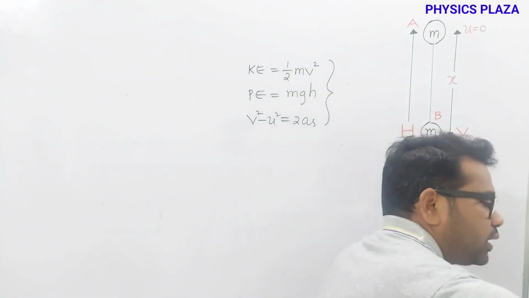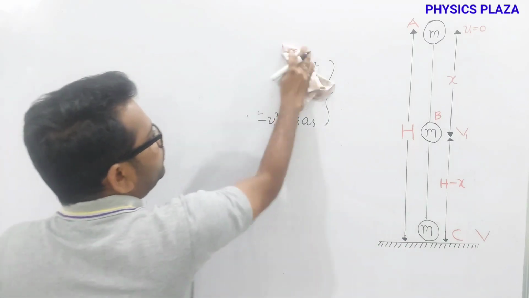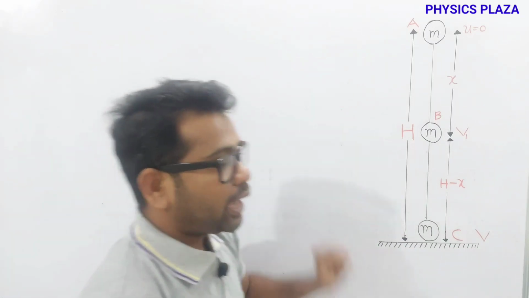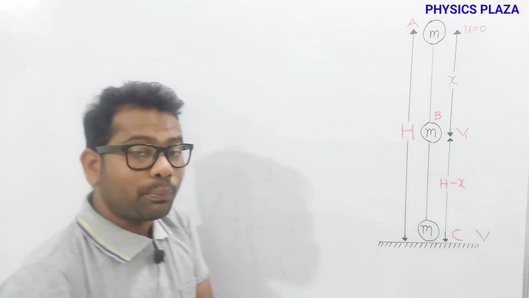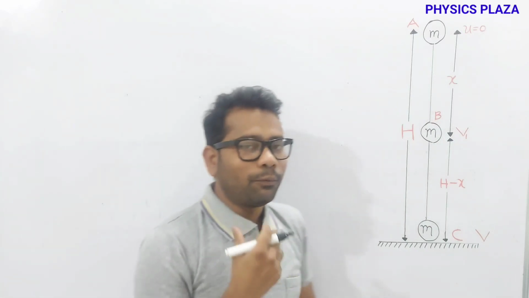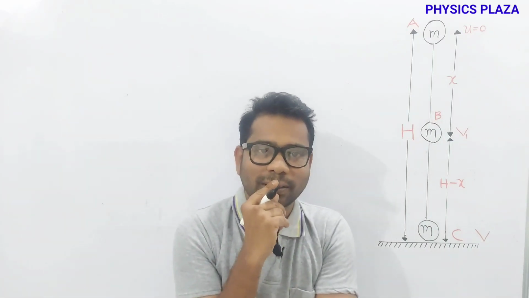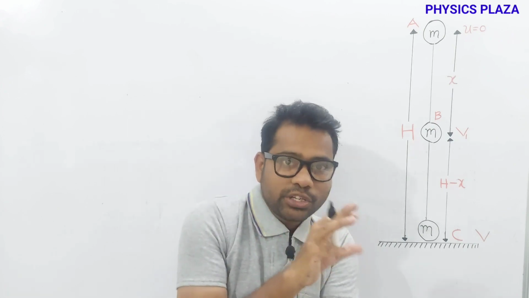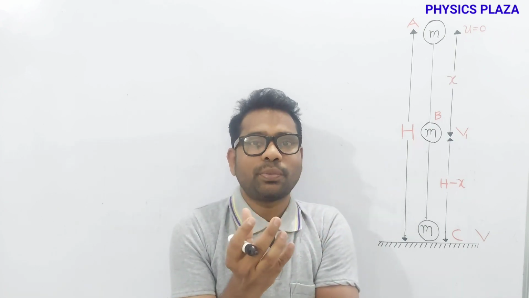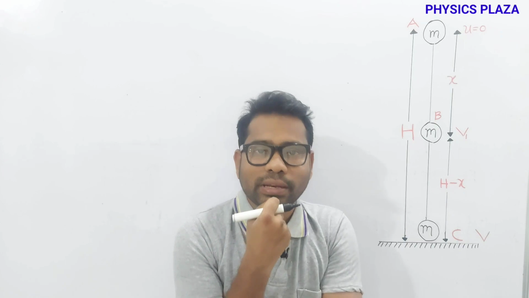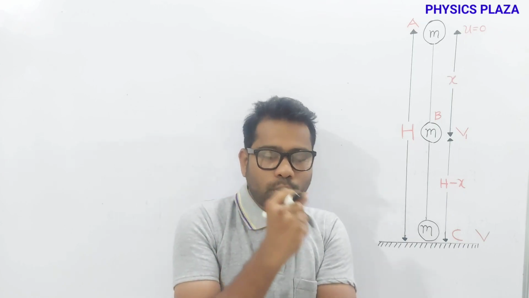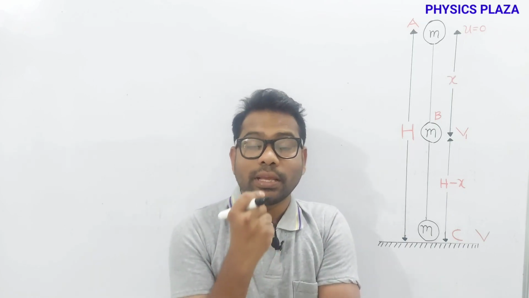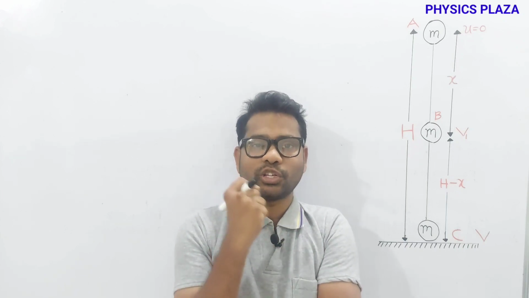Okay, fine. Now let us start, children. First we will take point A and calculate. Before that, what is mechanical energy, children? When there is an energy transaction only between potential and kinetic, the sum of the potential and kinetic energy is equal to the mechanical energy.